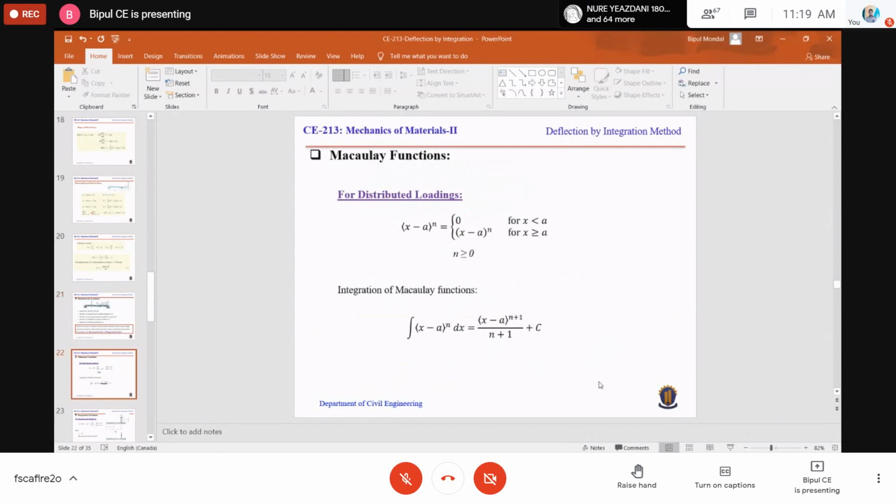So what is the Macaulay function? This is known as the Macaulay function. The Macaulay function is used to express applied load as distributed load. So this one is the Macaulay function. Here x is variable, a is constant. x is the length along the horizontal direction, and a is the constant.